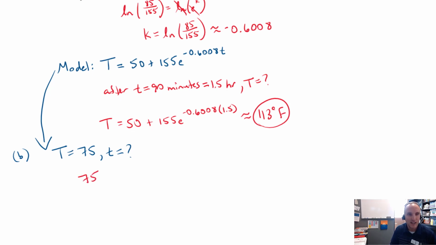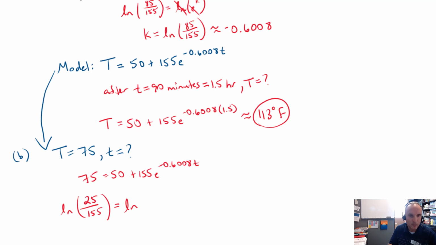So now we plug those values in. So we have 75 equals 50 plus 155 times e to the negative 0.6008 times lowercase t, which is our unknown. Now we have to solve for lowercase t in this exponential equation. So we subtract 50 over. We divide by 155 to get rid of the 155. Then we take the natural log to get rid of the e, just like we did before. Let's go ahead and write out this step.